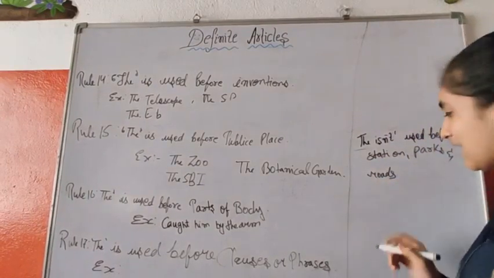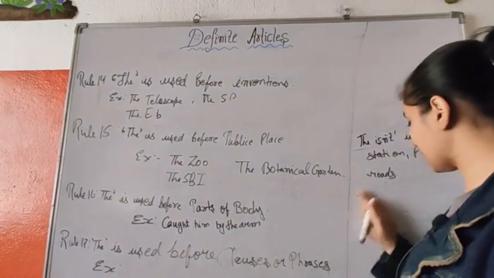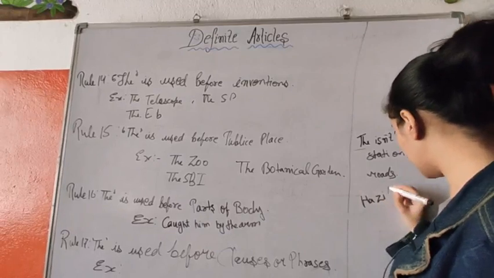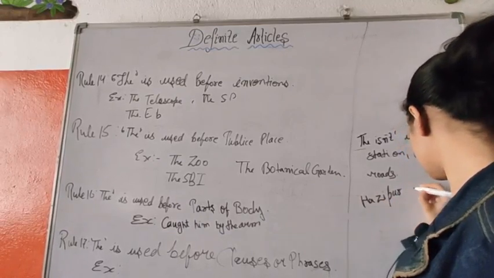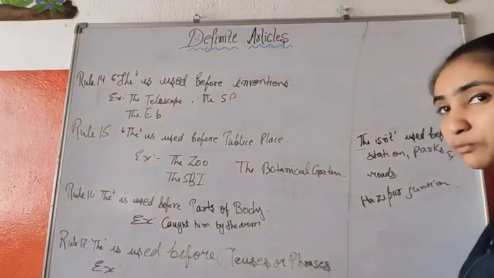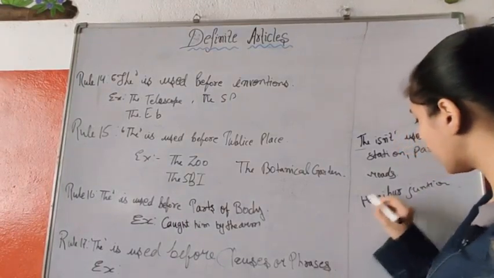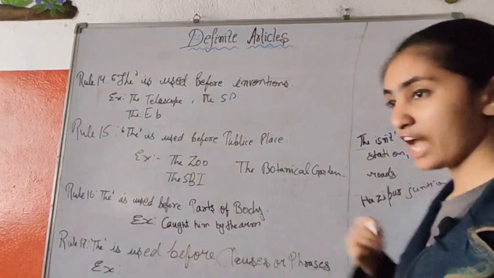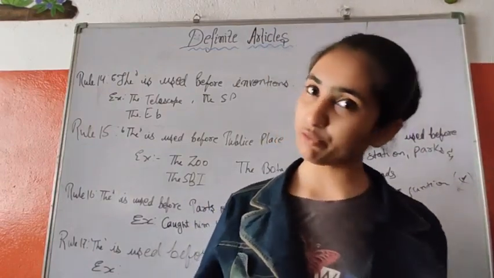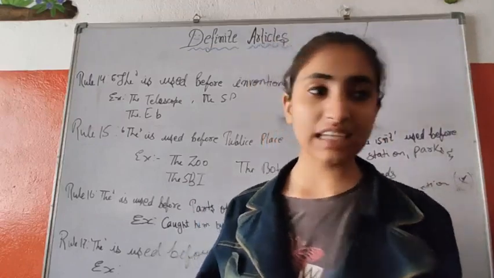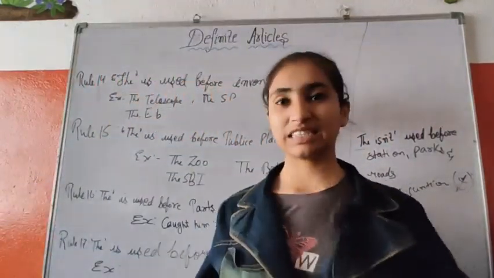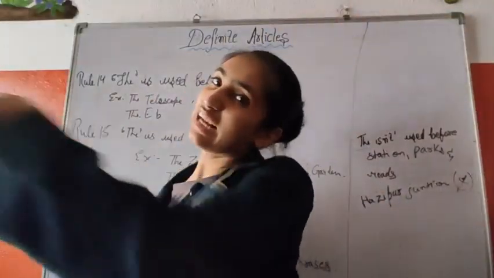Okay guys, for example you can take Hajipur station or Hajipur junction. If I say "the Hajipur junction", it will be wrong. But when I say "Hajipur junction is in Bihar", then it will be correct. And guys, "the" is also used before the names of states. For example, this is the Bihar since 1990s.